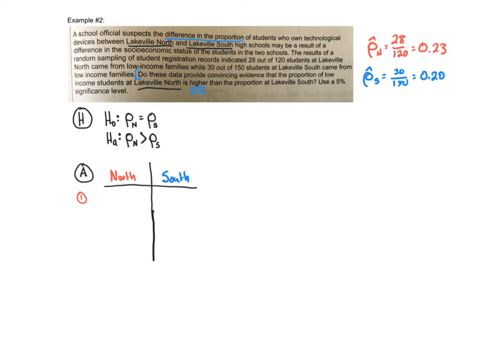Okay, North. N is 120 times 0.23. Now, notice they don't give me a claim for P. We're claiming that they're equal to each other, so I have to use P hat in this place because I don't have the other value to use. So if you have P, use P. If you don't, use P hat. That's always our standard. Okay, that looks good. What about South? It looks like it's going to shake out nicely as well.